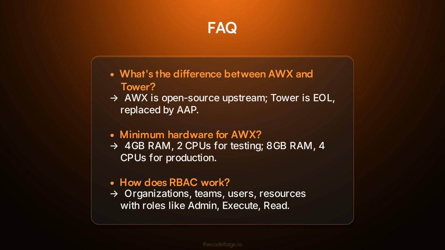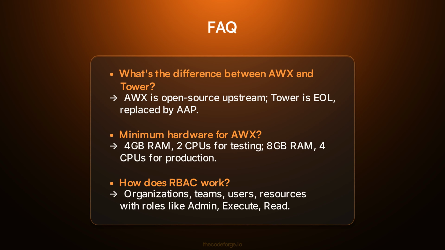What's the difference between AWX and Tower? AWX is the open source upstream. Tower is EOL, replaced by AAP. Minimum hardware for AWX: 4 GB RAM, 2 CPUs for testing; 8 GB RAM, 4 CPUs for production. How does RBAC work? Organizations, teams, users, and resources with roles like admin, execute, and read.